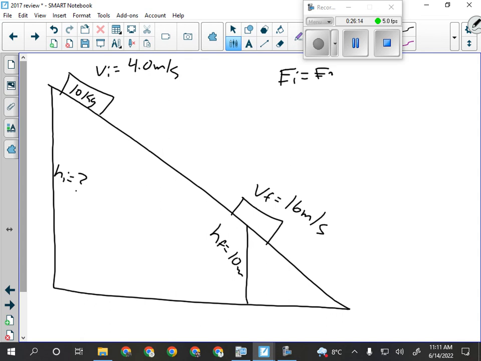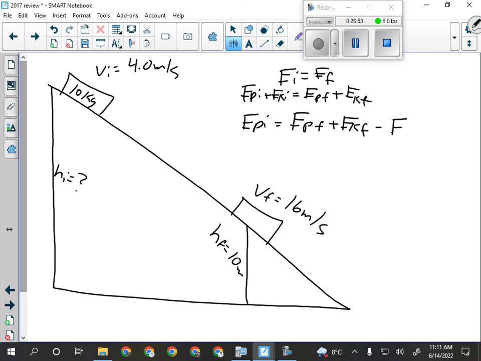EI equals EF. So that means EP initial plus EK initial equals EP final plus EK final. All of those have a non-zero value, so they're all present. What I'm looking for is part of EP final, so I'm going to subtract EK final over to start things off. Whoops, I did that wrong. I want to subtract EK initial over to that side, sorry. EP initial equals EP final plus EK final minus EK initial, okay?